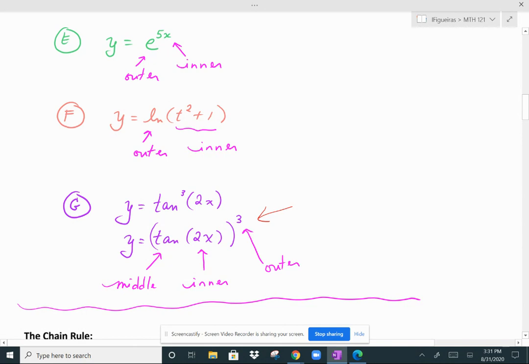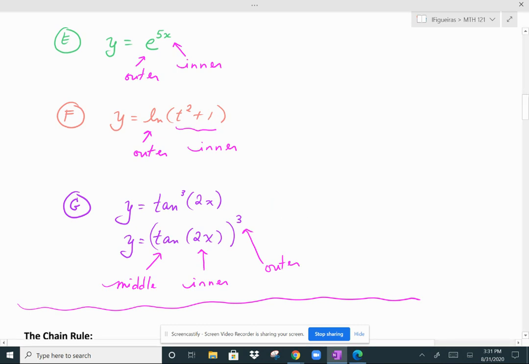In this case, what would you evaluate first? First, you would evaluate 2x for whatever x is, as long as it's in the domain of tangent. You would multiply 2 times x. Then you would take the tangent of that, so I'm going to call that the middle function. And then the tangent of 2x, at that point you would then cube it, and so to the 3rd power is your outer function.